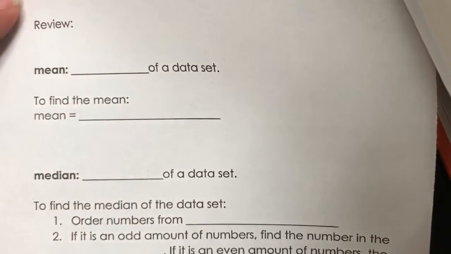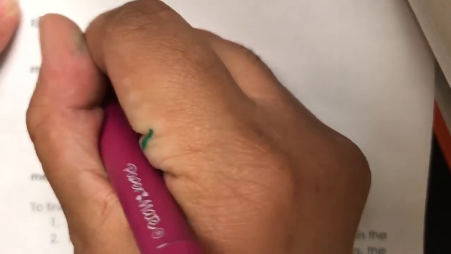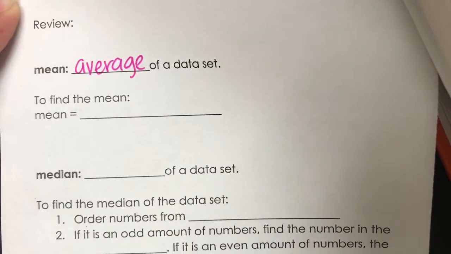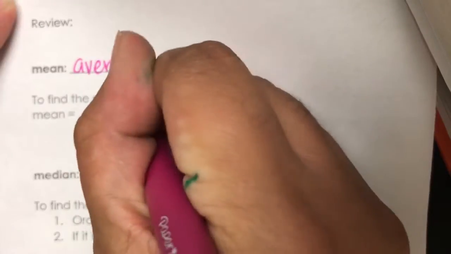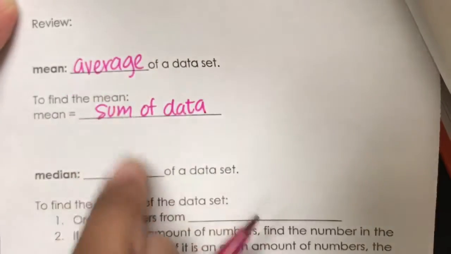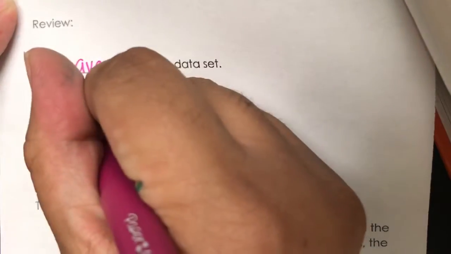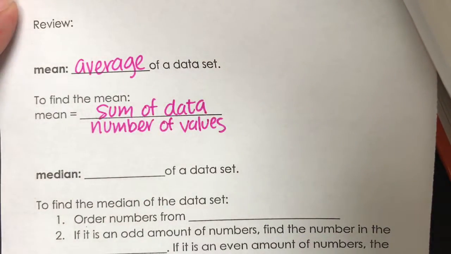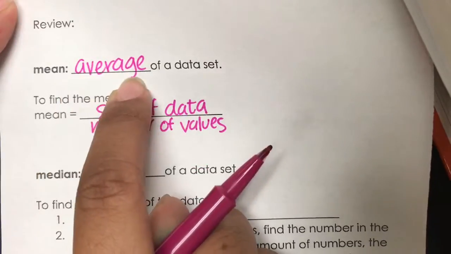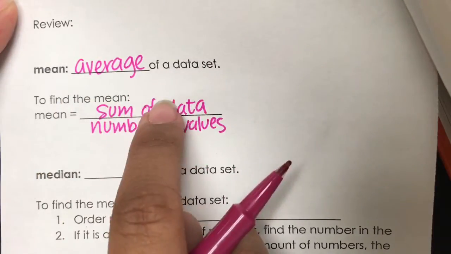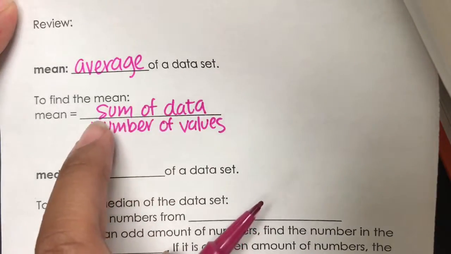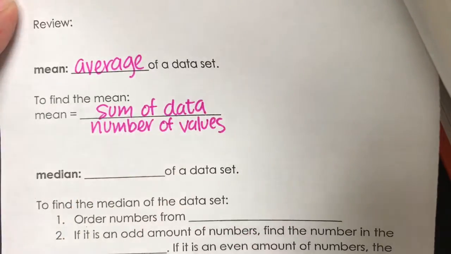So for mean, it is the average of a data set. Okay, so to find the mean, all we have to do is get the sum of data and divide it, which is why that line is right there, by the number of values. Remember, mean is just another way of saying average of a data set. To find the mean, you take the sum of the data, which means you add up all the numbers of the data, and then divide it by the number of values.